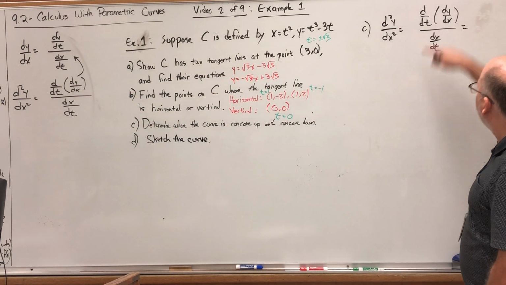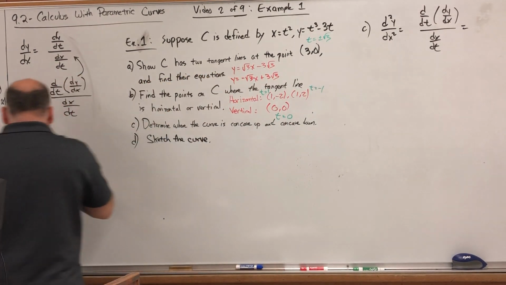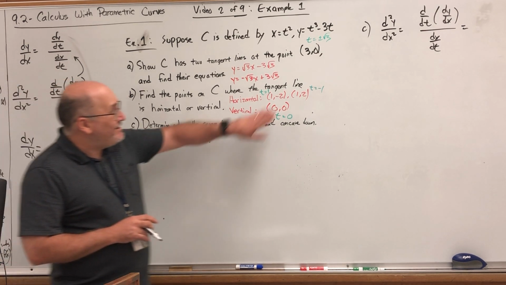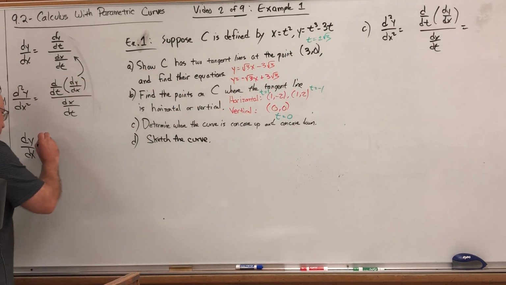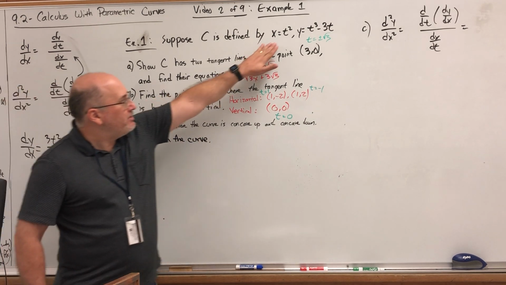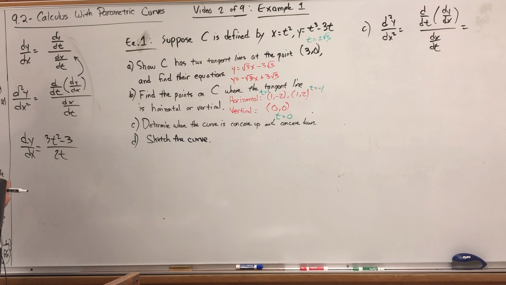Well, we need dy/dx, and I've erased it. So let me just put it back over here for a second. I can recover it pretty easily. dy/dx was dy/dt, this derivative, which was 3t squared minus 3, over dx/dt, this derivative, which was 2t. I'm going to need to find the derivative of this. Probably going to use the quotient rule.